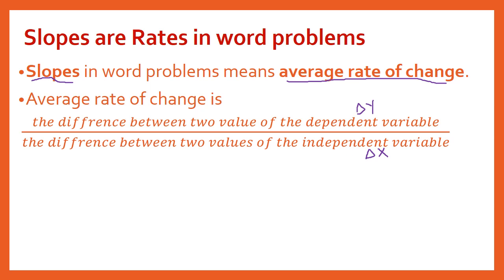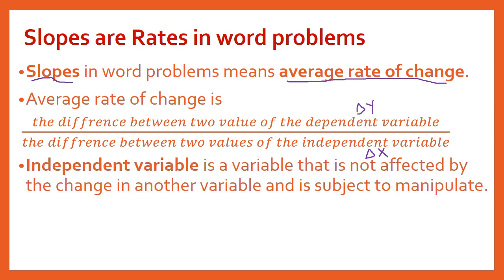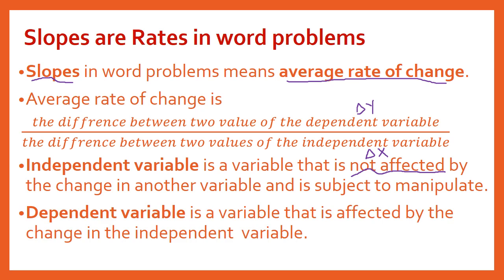But what is the independent variable? The independent variable is a variable that is not affected by the change in another variable, and it's subject to manipulation. The dependent variable, on the other hand, is the variable that is affected by the change in the independent variable. So the independent variable is x, and the dependent variable is y, and the value of y is affected by the value of x.